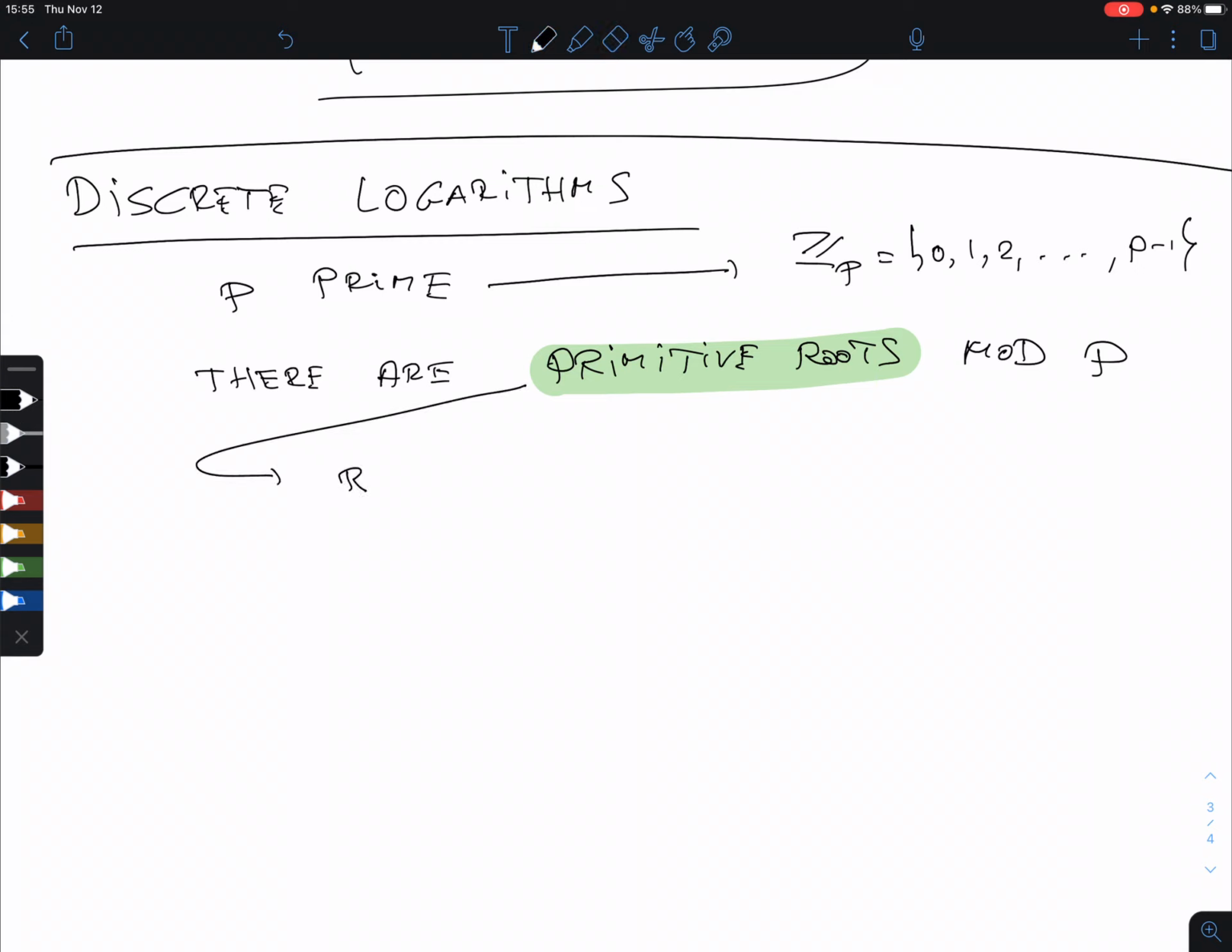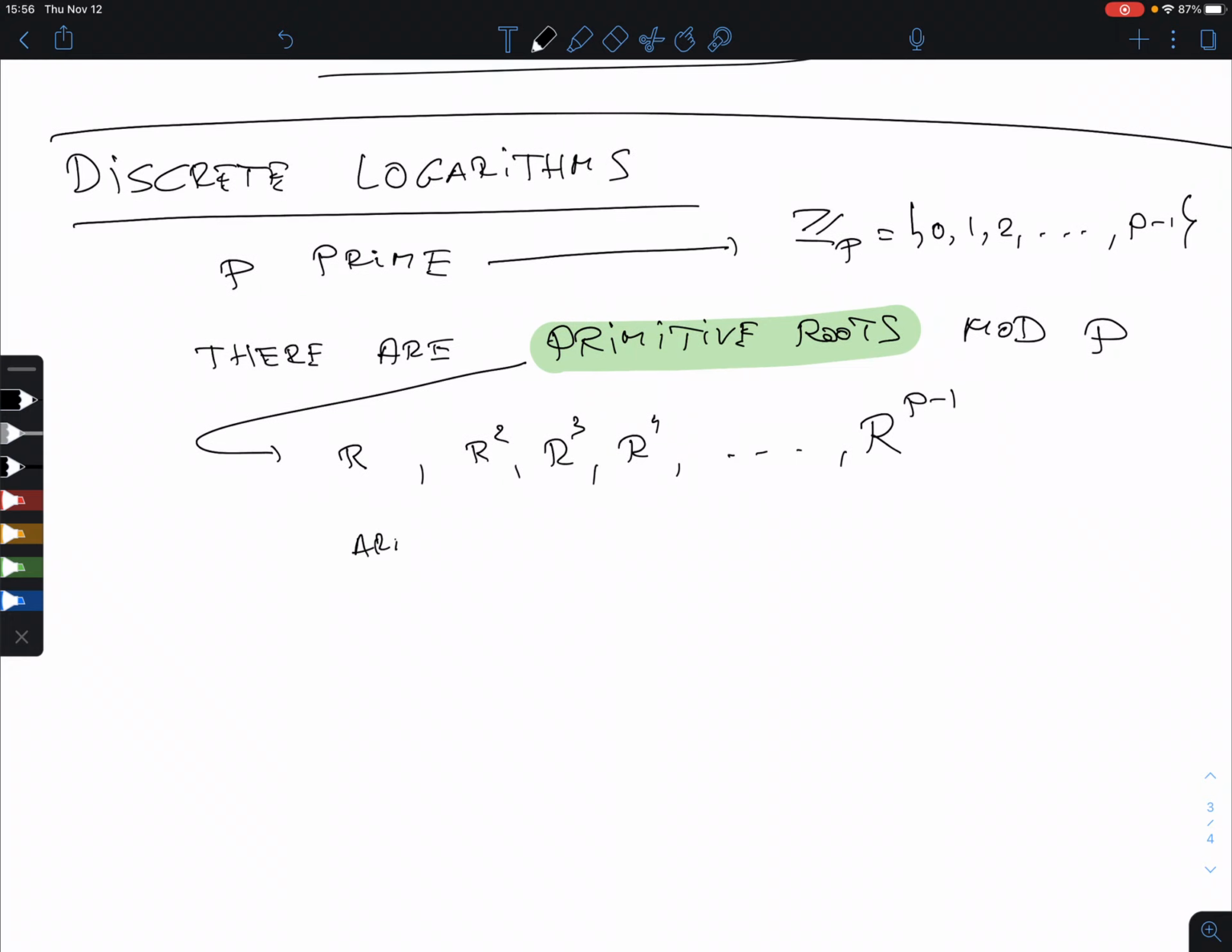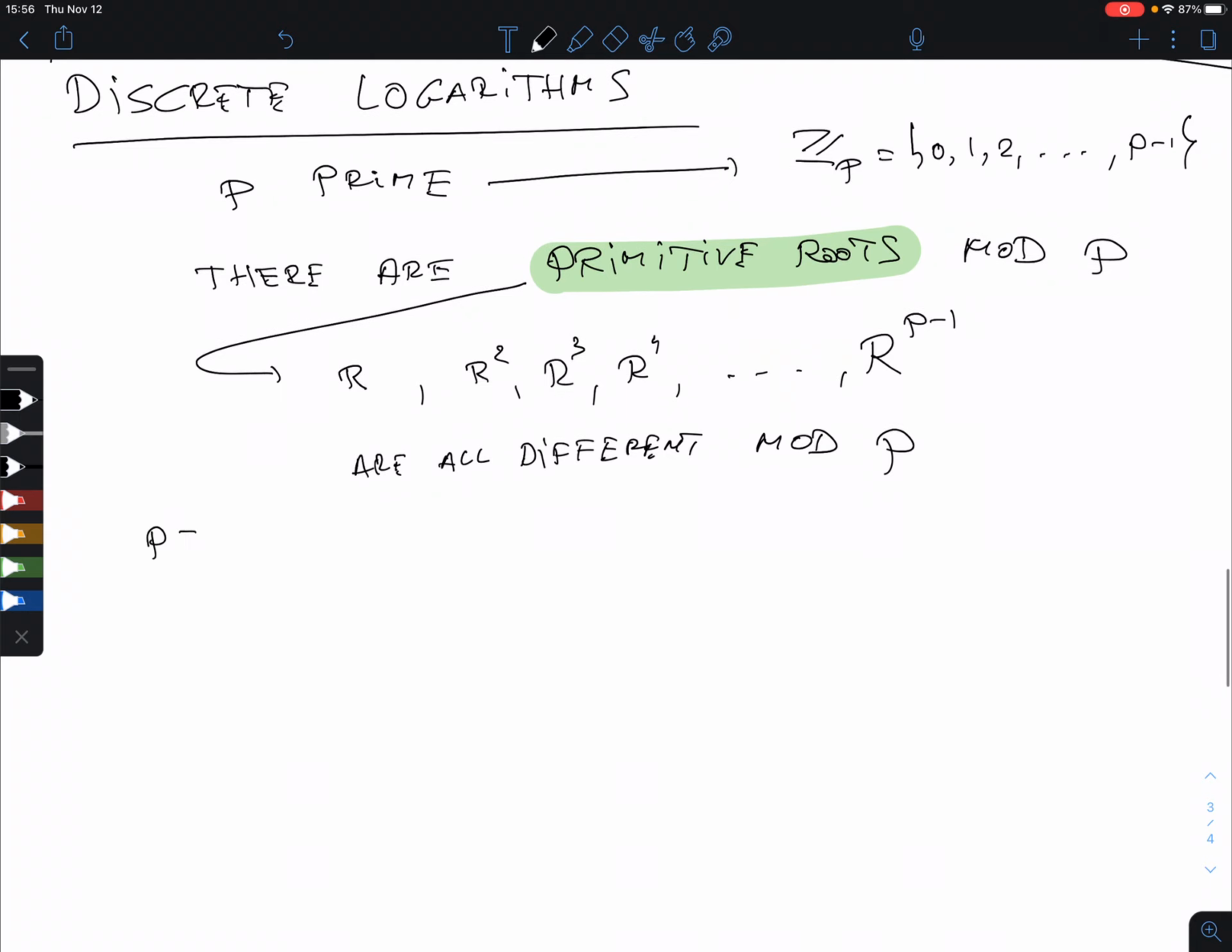So it's an R satisfying that if you take R squared, R cubed, R to the fourth, all the way to R to the P minus 1, so all the powers of R are all different mod P. Let me give you an example. I'm going to do a simple example because we have to calculate a lot. So if P is 7, then I claim that R equals 2 is a primitive root.